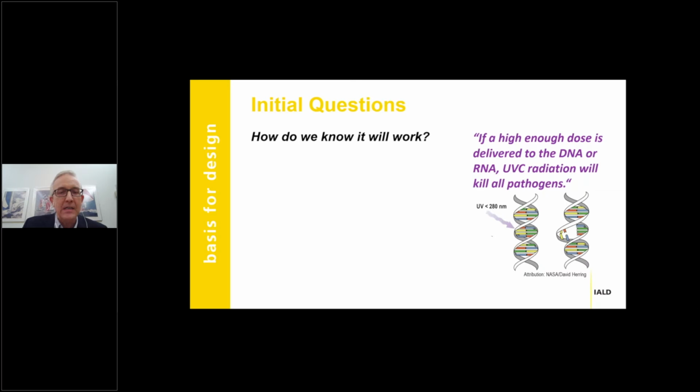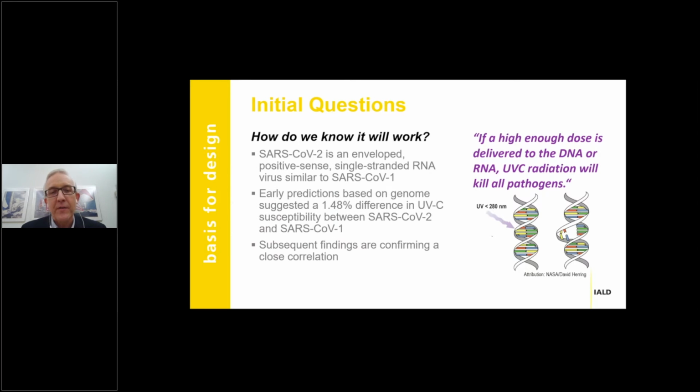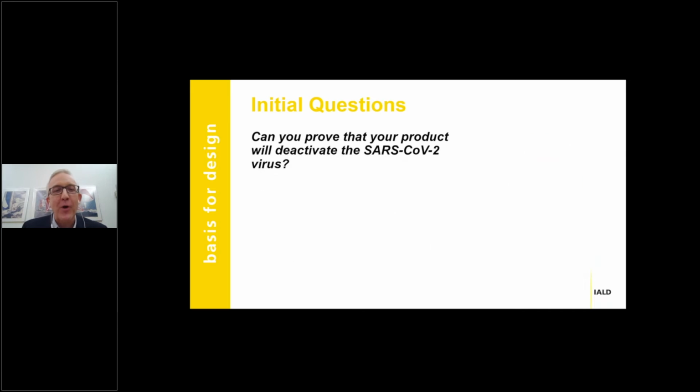And as for COVID-19, we are talking about a coronavirus, an enveloped, positive-sensed, single-stranded RNA virus nearly identical to the better-known SARS-CoV-1 virus. Early predictions based on genome suggested that there is less than a 1.5% difference in the UVC susceptibility between SARS-CoV-2 and SARS-CoV-1, and subsequent findings are confirming a close correlation. Even so, we are also being asked, can you prove that your product will deactivate the SARS-CoV-2 virus?